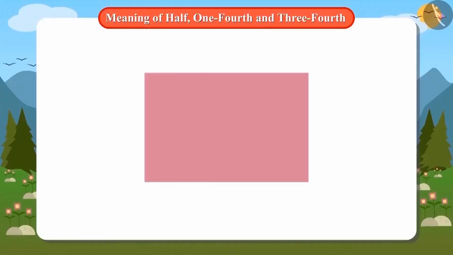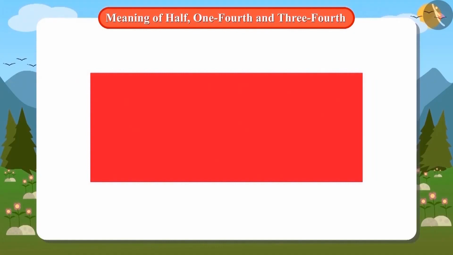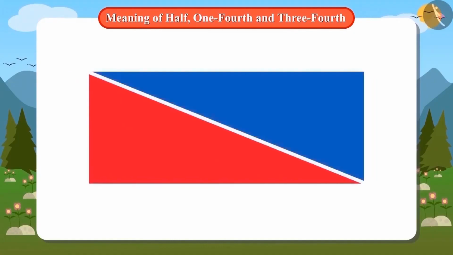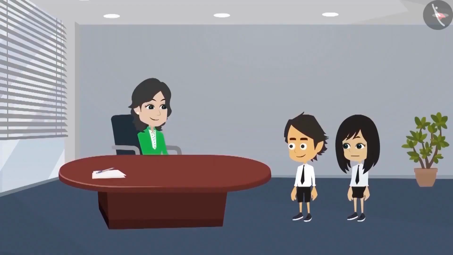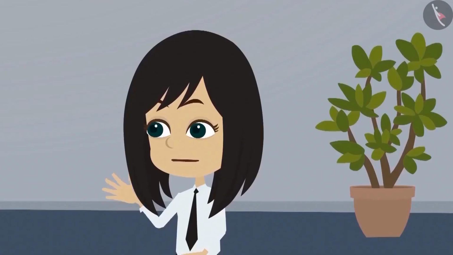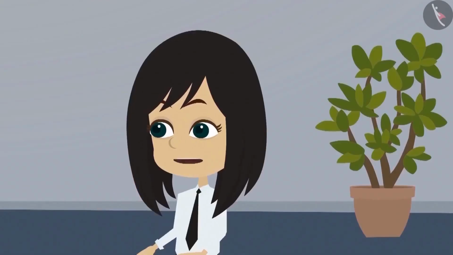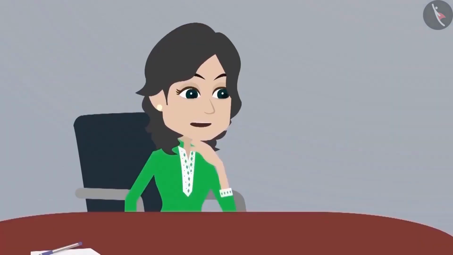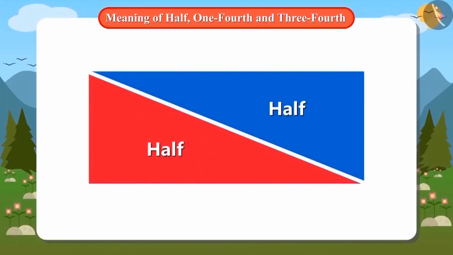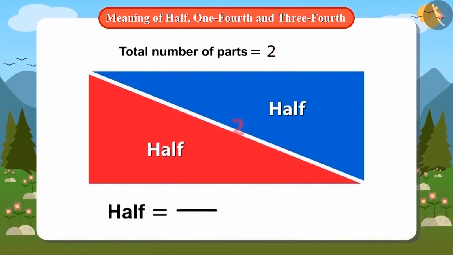I will show you how. Look, this is a rectangle. When it is divided into two equal parts, then one part is called half of this entire shape. Yes, ma'am. But, ma'am, how to write it as a number? Very easy. First, we will see how many parts of the whole object are there. There are a total of two parts of this entire rectangle. Yes, and we will draw a line to show it and write 2 below it.